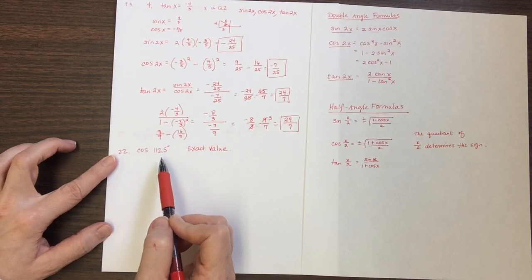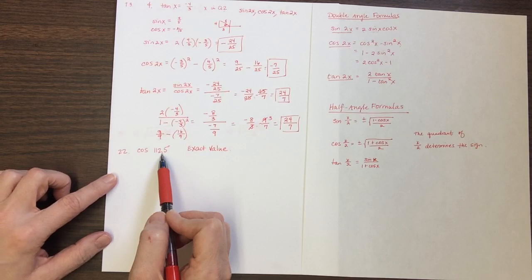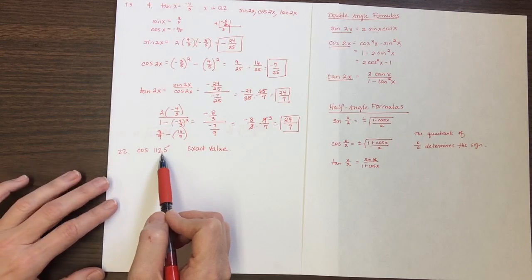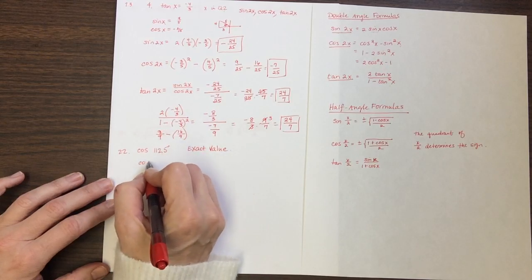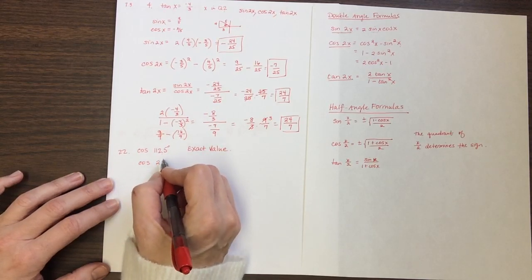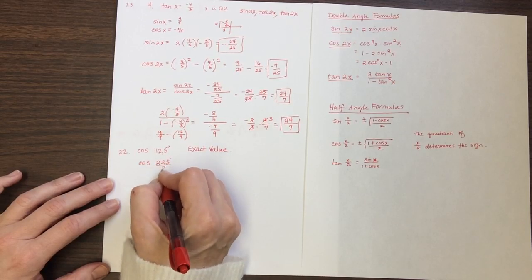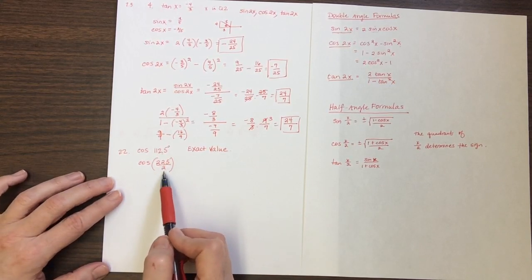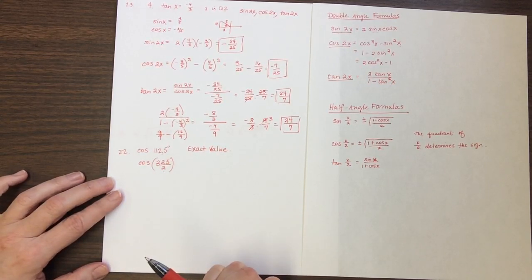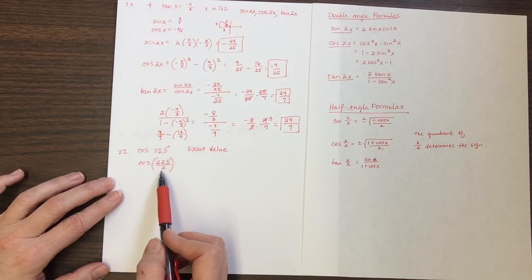Well, if I double this right here, instead of 112.5 degrees, if I double that, I'm really looking at the cosine of 225 degrees divided in half. Alright, that's the same thing. 225 divided by 2 is 112.5 degrees. So notice that this is a half angle formula.